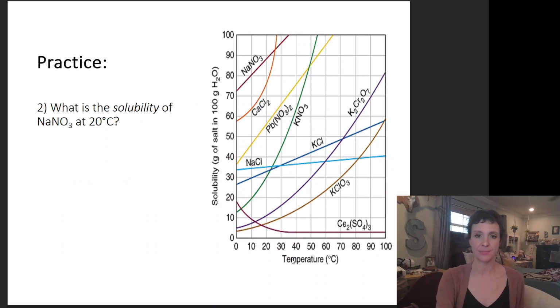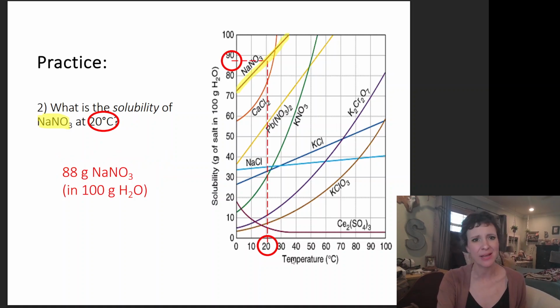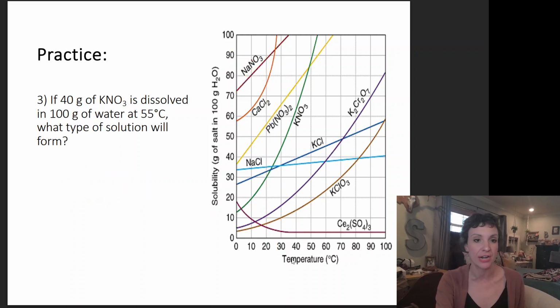All right, another way I can ask a problem on solubility curves. What is the solubility of sodium nitrate at 20 degrees Celsius? Just like last time, what curve am I looking at? Sodium nitrate, way up there, right? And my temperature they've given me is 20 degrees Celsius. Great. And what is the solubility? Well, guys, solubility is the amount that can make what solution? A saturated solution. So I'm just saying, at that temperature, how much will get you to the line? Well, that amount is about 88 grams of sodium nitrate in, obviously, 100 grams of water.